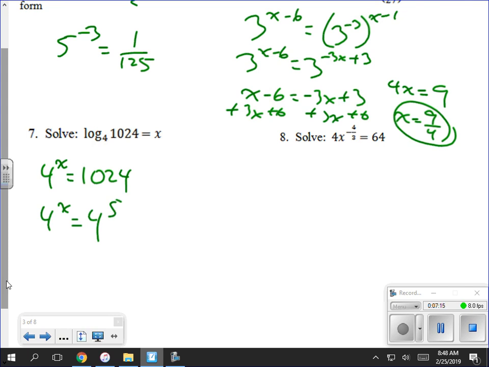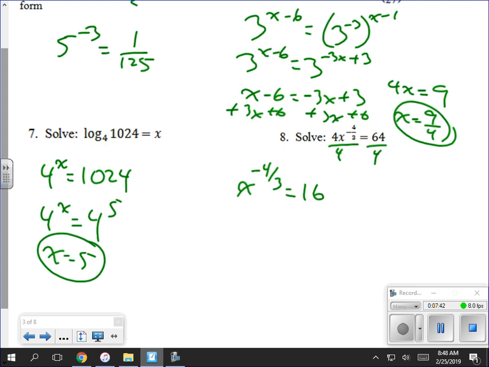Okay, yes. So it's 4 to the 5th power. X equals 5. If you took the log of both sides, you would end up with the same thing in the long run. Okay. Number 8, solve for x. My first step here is actually divide both sides by 4. And I get x to the negative 4/3 is equal to 16.